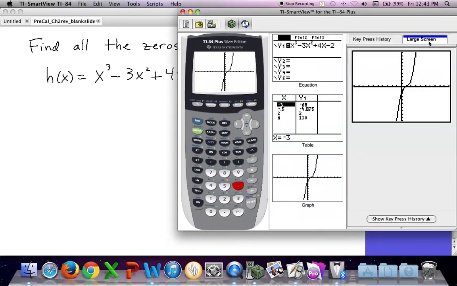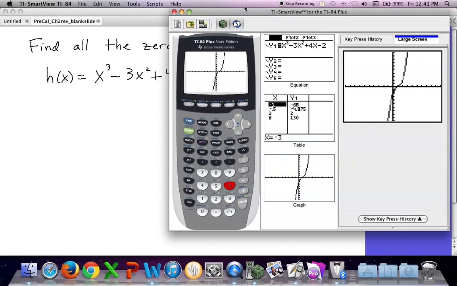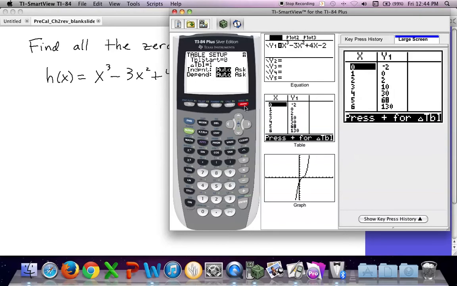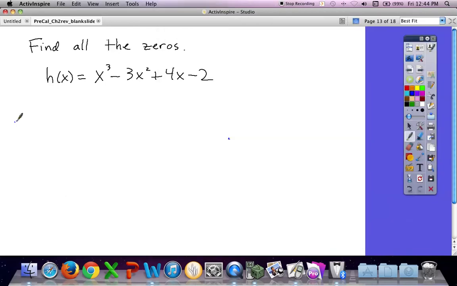Sometimes it'll be obvious. Sometimes maybe it'll be a fraction that you have to do a little more digging. It looks like it is at +1. Is that right? I have my table set to ask, so I need to go down and set it to auto. And then second. Yeah, at x equals 1, y equals 0. So we know the first zero. The first zero is 1, right? So x equals 1 from calculator.